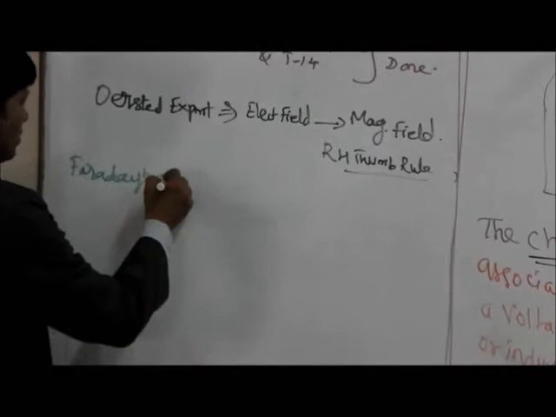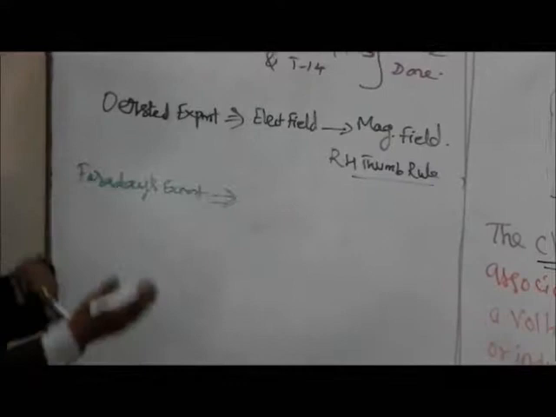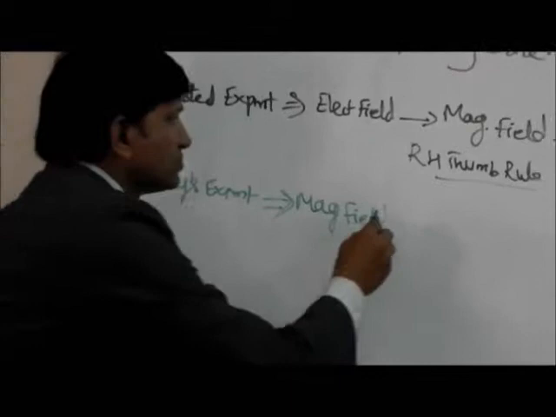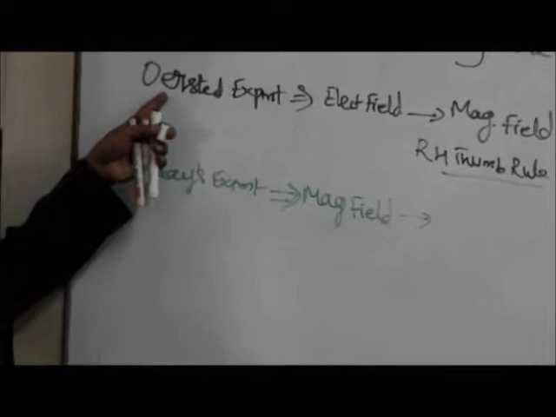If this is happening, why not the reverse? So he was trying to find out the magnetic field. He kept two magnets and a wire. With a steady field, it doesn't give any induced effect, but when there is a change, it does. So what is that experiment? Oersted's experiment.